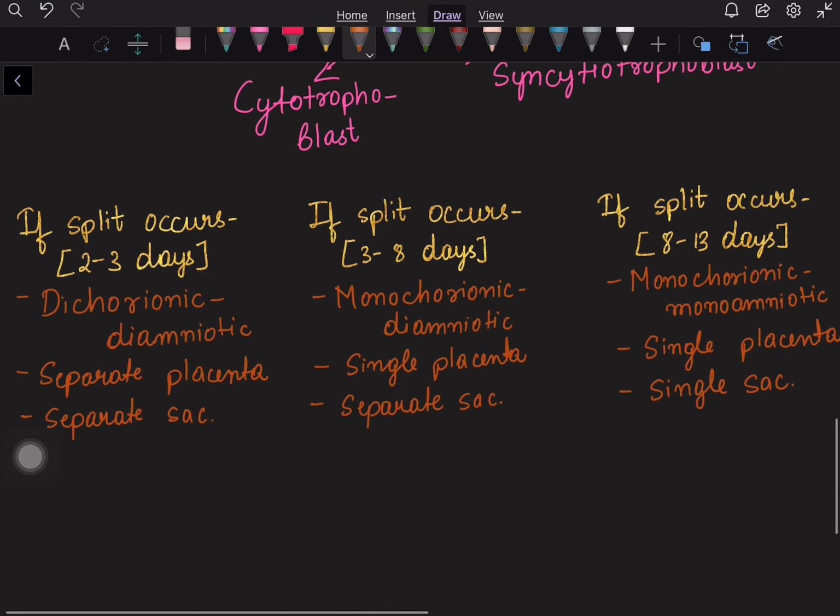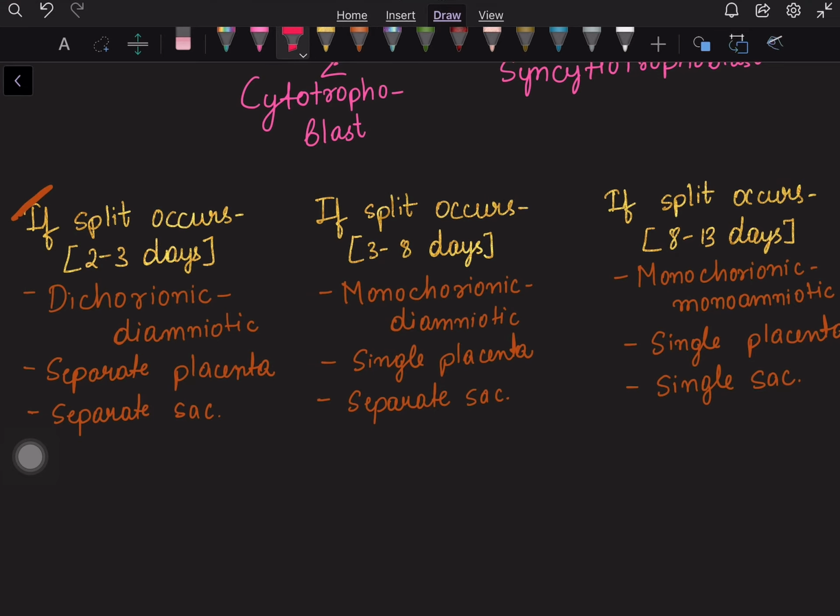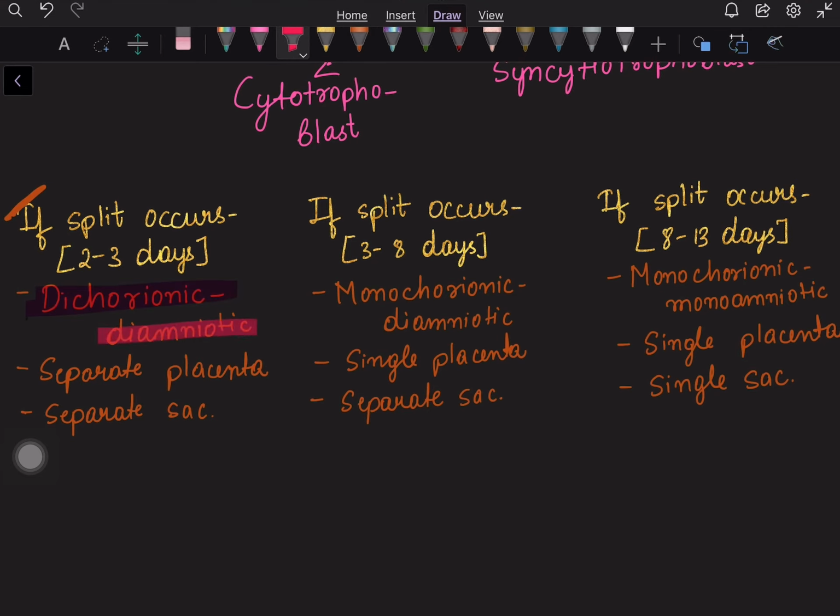So here are the three different cases which may occur in identical twinning. The first one is if the split occurs within 2 to 3 days, then it is known as dichorionic diamniotic. What is dichorionic diamniotic? That is, both embryos will have a separate placenta and a separate sac. But there are two more cases which we can find, if the split occurs within 3 to 8 days.